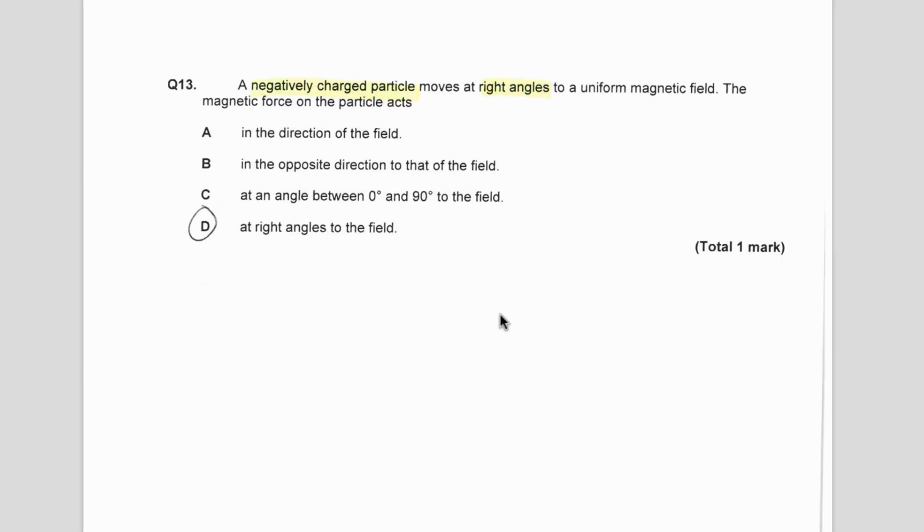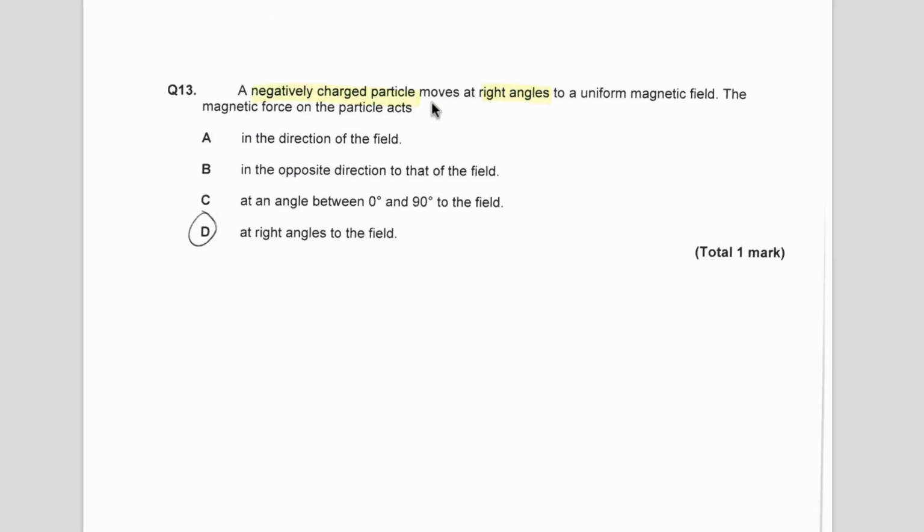Now in question number 13, we have a negatively charged particle and it's moving at right angles to the uniform magnetic field. We're asked to complete this sentence. The magnetic force on the particle acts: A, in the direction of the field; B, in the opposite direction to that of the field; C, at an angle between 0 and 90 degrees; or D, at right angles to the field?